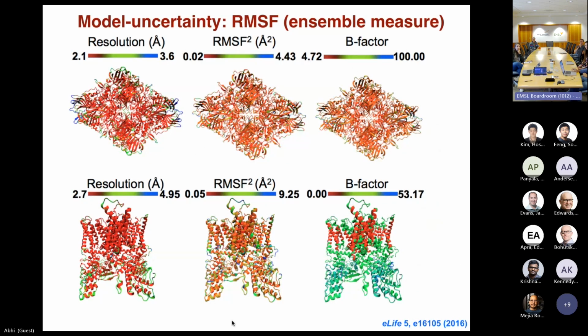So after that, we also found out one more thing. We were talking about local resolution, the fact that the cryo-EM map has heterogeneous density. We could correlate the fluctuations, the real structural fluctuations of an ensemble of structures, with the local resolution of a density map. So this became very, very transparent.